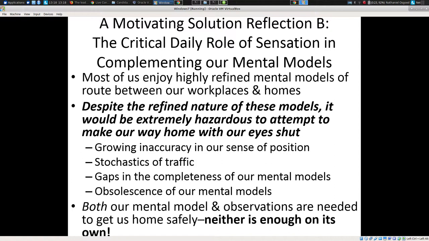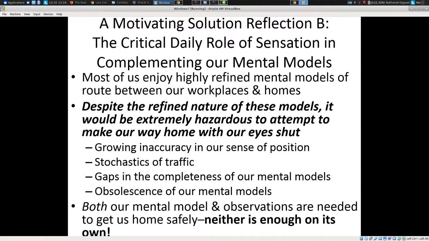We wouldn't be able to anticipate stochastics, and that would contribute to it. There'd be gaps in the completeness of our mental model, much as there are in our computational models. And in both cases, they risk growing obsolete. We don't account for a construction in our mental model that is there today and trips us up on the sidewalk. So for both our mental models and, I would argue, computational models, observations are needed to get us home safely and to let us know how we have to head next.